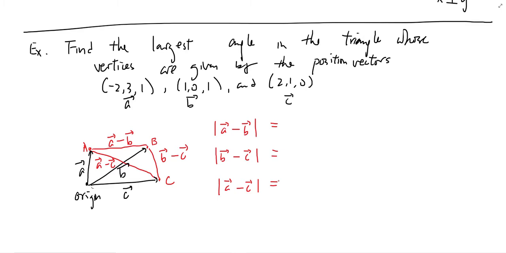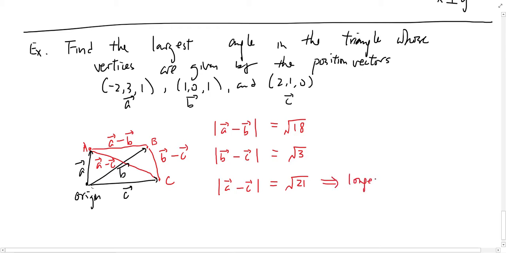So if you do that correctly, A minus B, or if you choose to do B minus A, which is the same exact thing, would be radical 13. B minus C or C minus B would be radical 3. And then A minus C or C minus A would be radical 21, which in this case makes this the longest side. So the angle that's opposite to A minus C will be the largest angle.